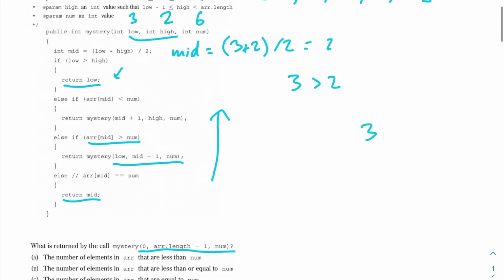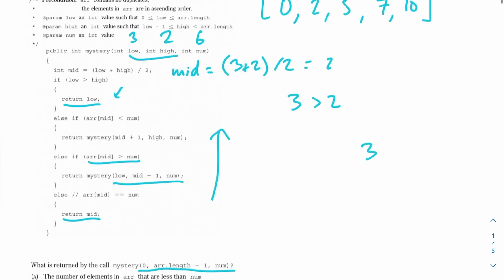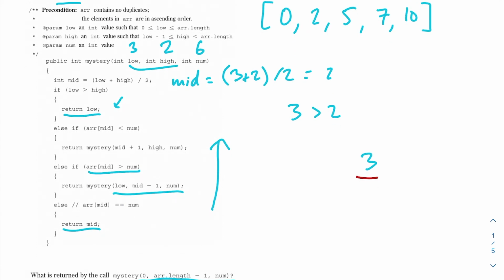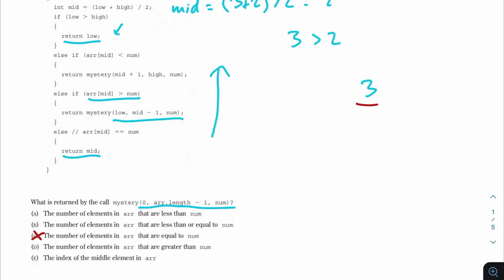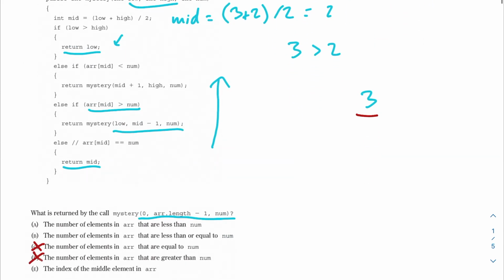If we go through our answers, it's not going to be the number of elements in R that are equal to num. So if you look at this, there aren't 3 6s in this array, right? There's 0. So that wouldn't make any sense. The number of elements in R that are greater than num, this also wouldn't make sense. So we only have 1 and 2 elements, so this D would not work.